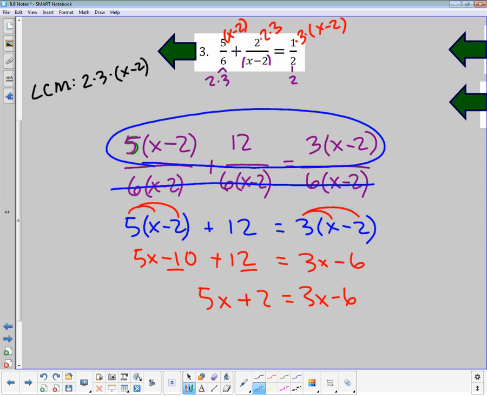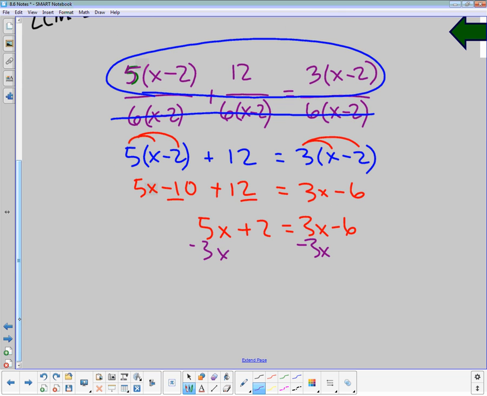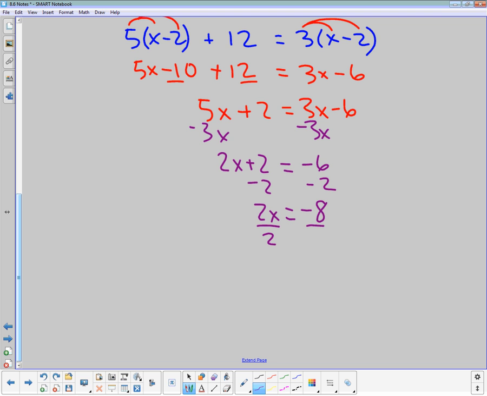Again, I have x's on both sides, so I got to fix that. I'm going to subtract 3x. So I end up with 2x plus 2 equaling negative 6. Subtract the 2, 2x is equal to negative 8, and divide by the 2, x is equal to negative 4. So that ends up being my solution in number 3. So again, I'm looking at rational expressions. I need to find the common denominator between all of them, and then I worry about the numerators and solve from there.